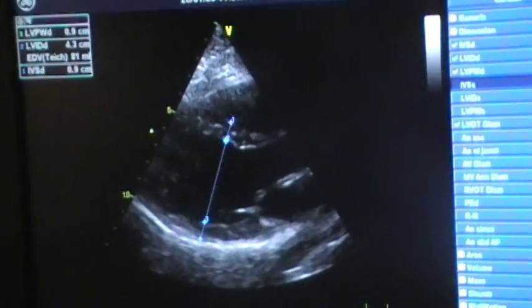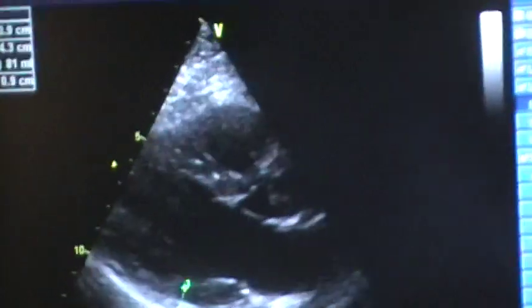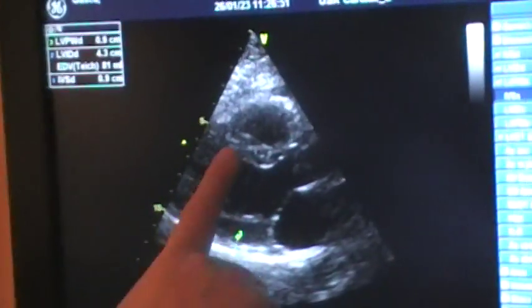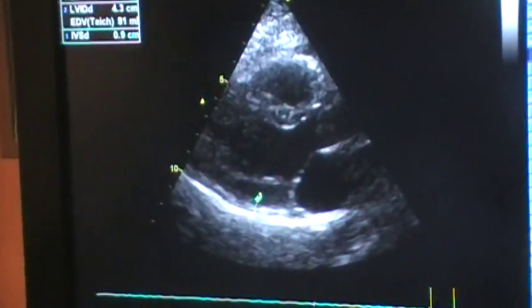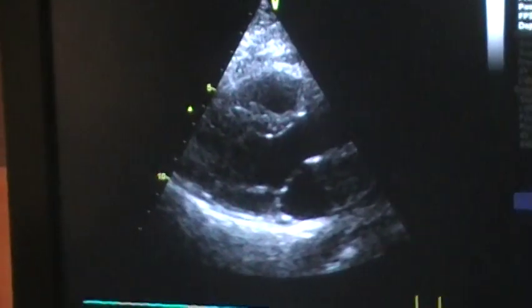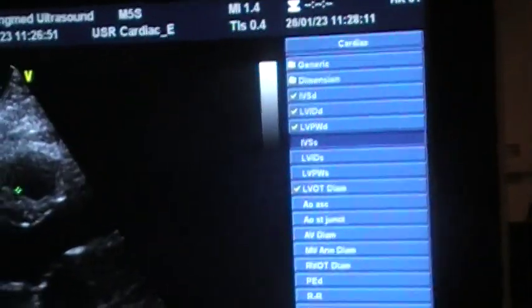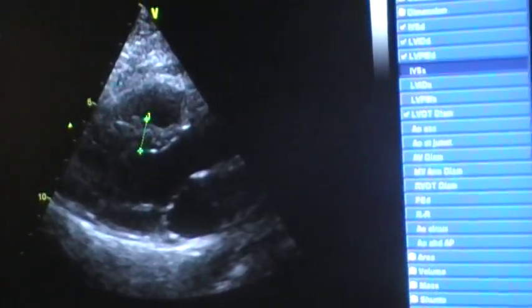You're just going to hit trackball, and you're going to cine back until it's systole. So your chamber is going to be the smallest, your mitral valve closed, and your aortic valve should be open. So that is systole. You're going to hit IVS systole here, and you're going to do the interventricular septum again. Not every place will remeasure this. Sometimes they just measure the chamber.